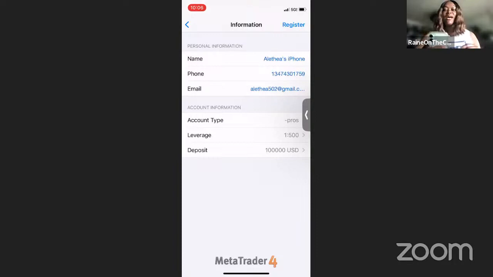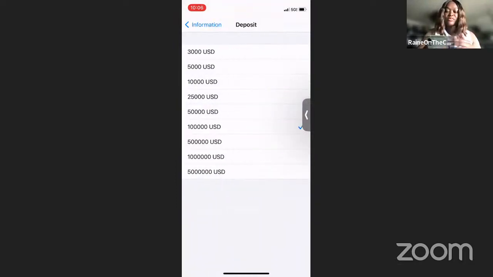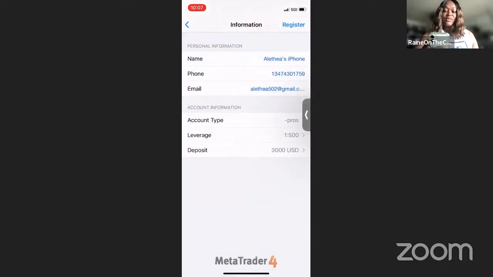But if you know that in your live account, you're going to be starting out with less than that, you should choose a number that is more realistic so that you can get a sense of how you'll do in your actual account. So there's a wide variety of amounts here. I'm going to go with 3,000. That's the lowest that you can start with. The leverage is 1 to 500. So you times the 500 by the 3,000, that shows you how much buying power you actually have.